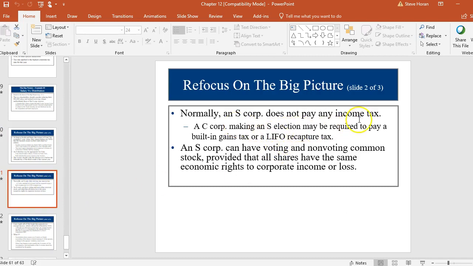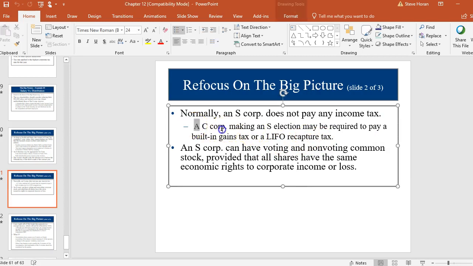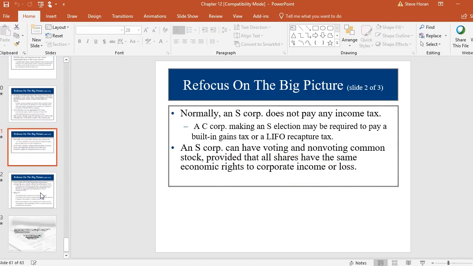Normally, an S Corp does not pay any income tax. A C Corp making an S election may be required, though, to pay the built-in gain tax or the LIFO recapture tax. So those are the only two exceptions to that. An S Corp can have voting and non-voting common stock, provided all shares have the same economic rights. Basically, sharing income and losses the same.